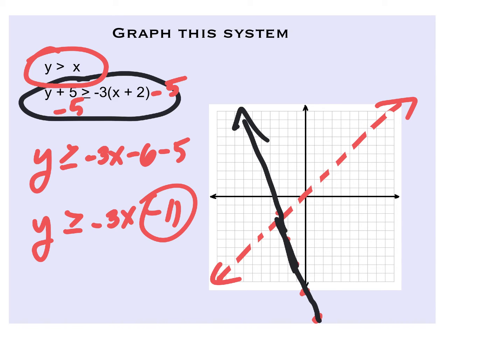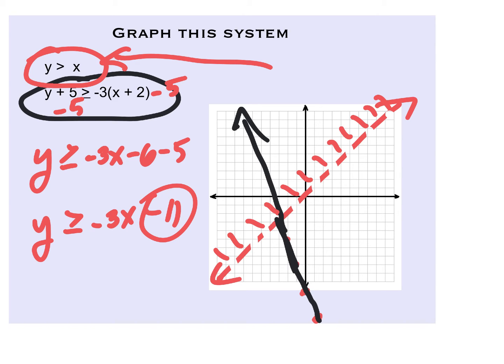Okay, and then I should be shading some places, right? Underneath the red line or over the red line? Under or over this one? Over. Greater than means over, you're right. So I'm going to shade just a little bit on this side of the line. That's the way I recommend doing it.